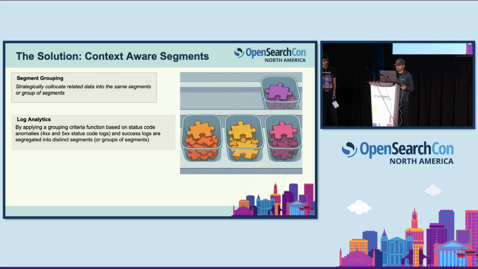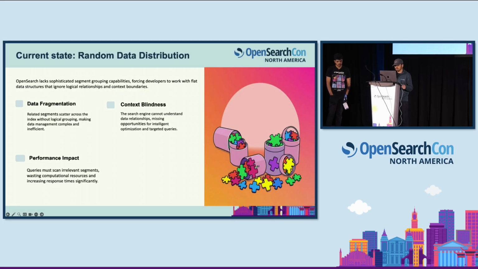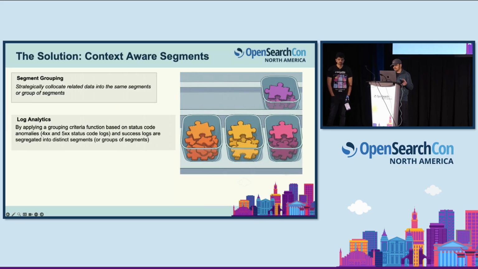To visualize this further, going back to the previous jigsaw puzzle example which my colleague shared earlier, where puzzle pieces were randomly distributed across the segment buckets. With context-aware segments, since we are storing related pieces in the same bucket, this streamlined the document retrieval part. As we can see, the pieces having the same colors belong to the same bucket. This improves the overall search query performance as well.